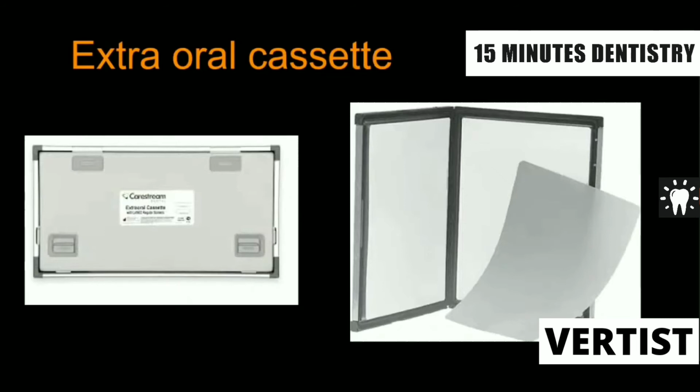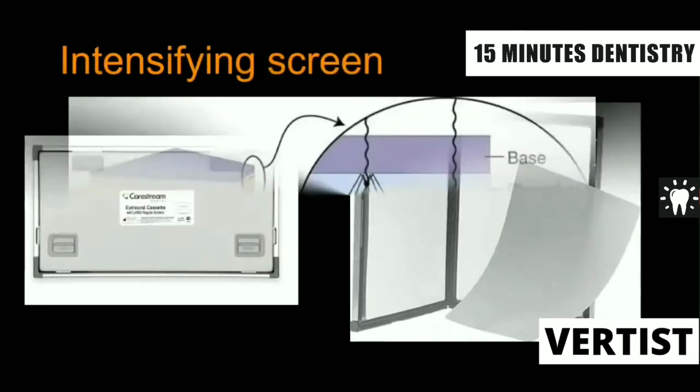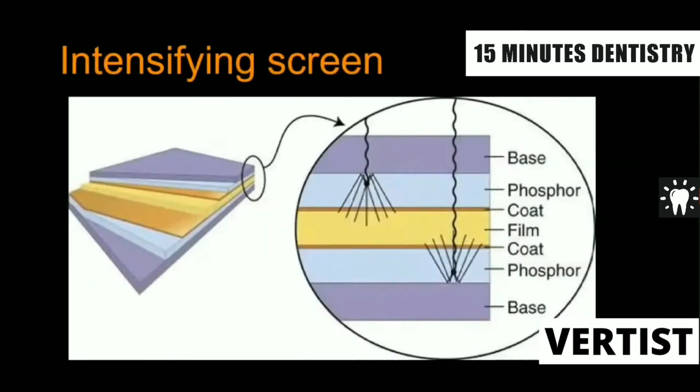This is the extraoral cassette which you see, and inside it, on both sides, there will be an intensifying screen, and between them there will be a film kept. The extraoral cassettes are made up of aluminum and the intensifying screen. These are the layers of the intensifying screen: the base, which is a plastic one, and the main phosphor layer.